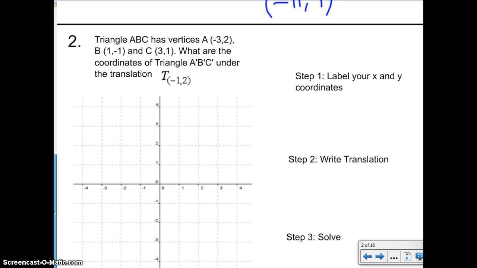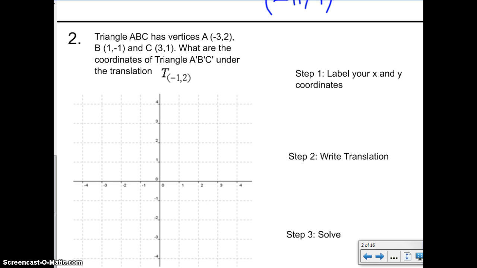Now the reason I included this second problem is on the Regents exam, if they give you a translation, they might include a graph. And sometimes they'll say you have to use the graph, other times they'll say it's optional. Regardless, we can follow the same exact path. It says triangle ABC has vertices A(-3, 2), B(1, -1), and C(3, 1). What are the coordinates of our new triangle under that translation, (-1, 2)? So there's our translation again.